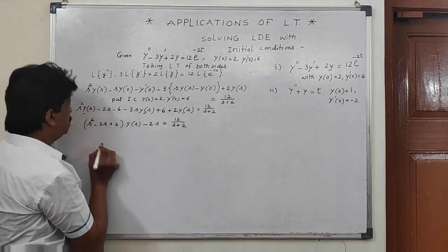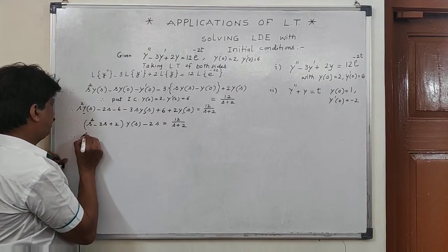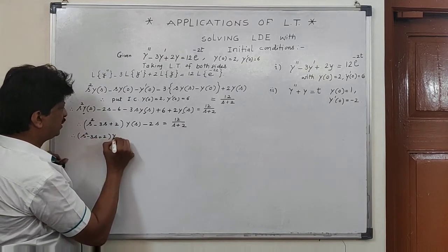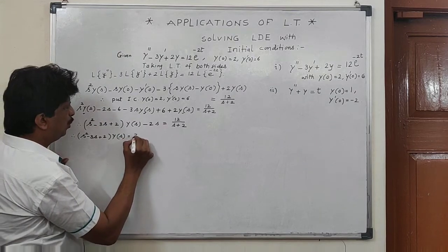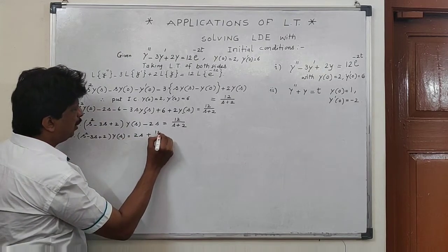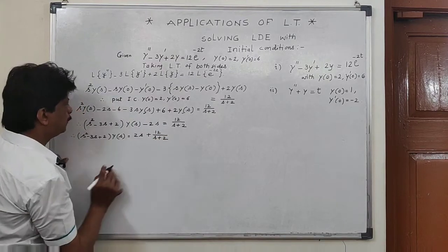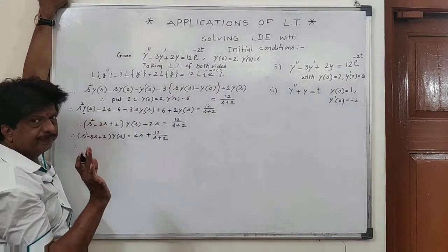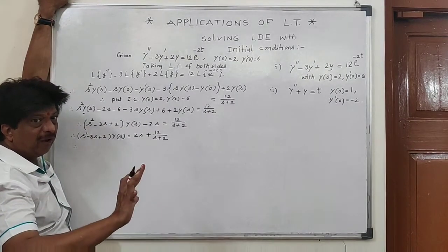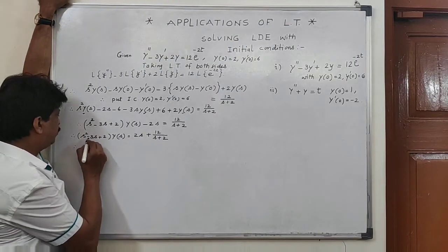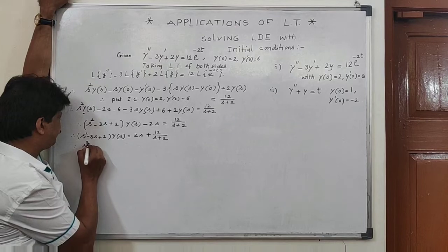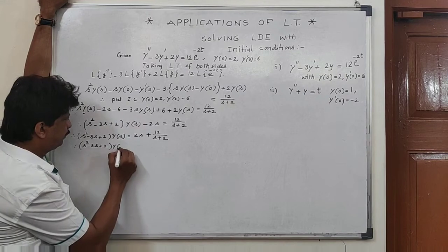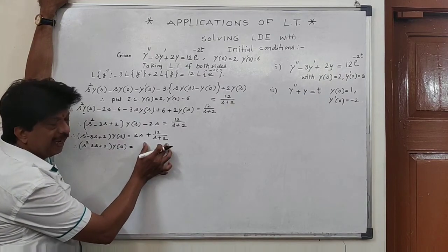Therefore, (s square minus 3s plus 2) times y of s is equal to (2s plus 12) upon (s plus 2), which is further equal to... we have to simplify this. Somehow we have to determine y of s. (s square minus 3s plus 2) times y of s, we will add this.